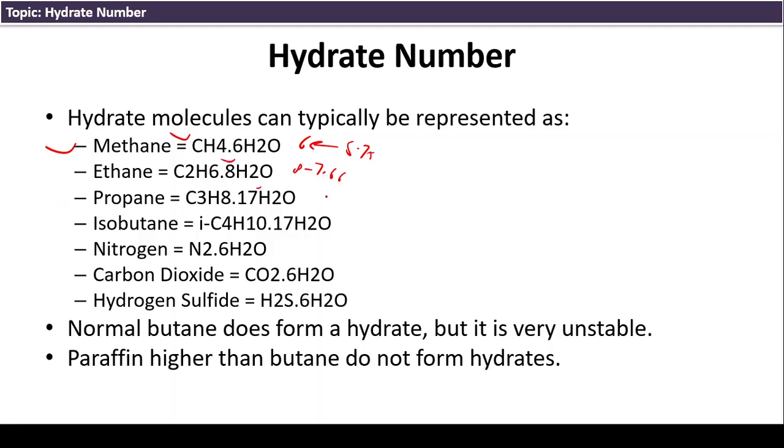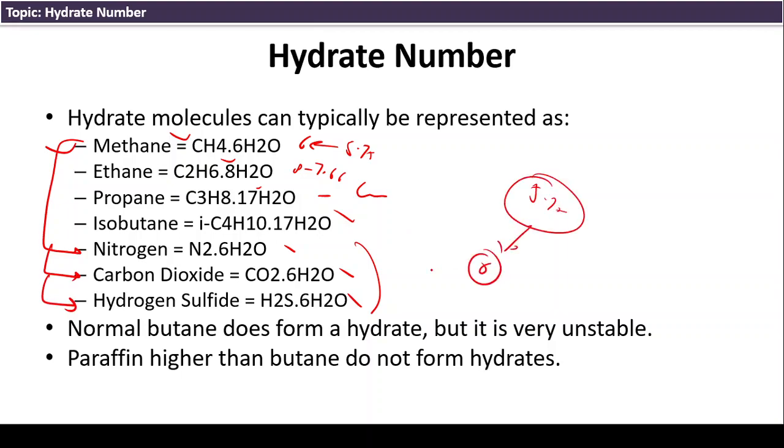For propane it's 17 because it is a large one. This is isobutane 17. Nitrogen 6 is a smaller one, carbon dioxide 6 is a smaller one, hydrogen sulfide 6 is a smaller one. So all of these, methane, nitrogen, carbon dioxide, hydrogen sulfide, have the 5.75 limiting number, which becomes 6 for the actual values. Normal butane does form a hydrate, but it is unstable, so we are not considering normal butane, although isobutane forms stable hydrates. Paraffins higher than butane do not form hydrates. So overall, these are the few basic hydrates possible for natural gas hydrate.